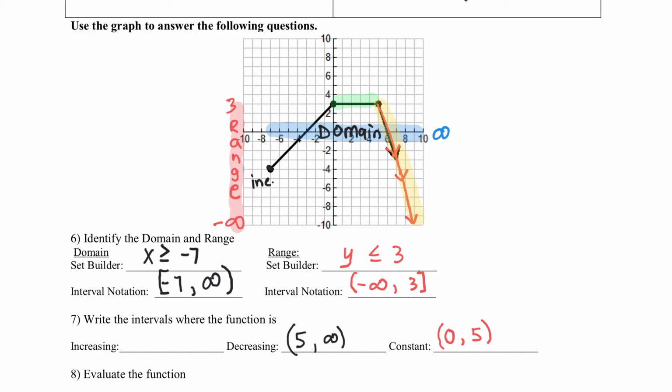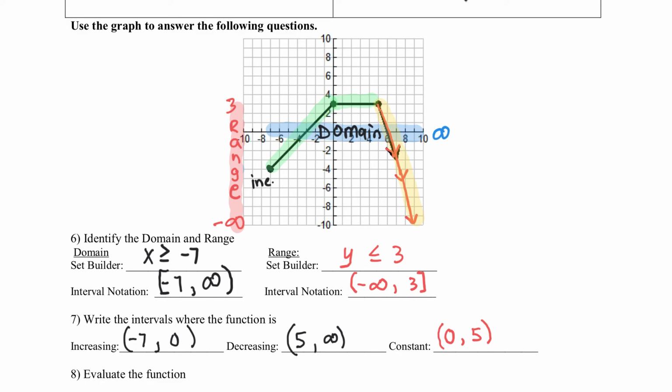Now, I need to know, where does it start to increase, or where is it increasing? It's increasing over here. Here is the y values that are increasing. And then we need to know over what x values is it increasing. It's going to start increasing at -7. And it's going to stop increasing at 0. And once again, we use parentheses. We use parentheses to describe over what x values is it increasing.